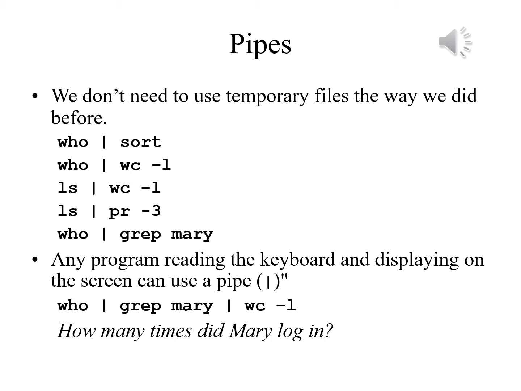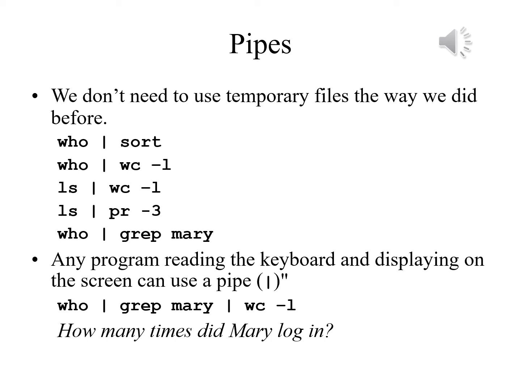That's why pipes exist. A pipe connects the execution of two programs. It takes the standard output of the first program and uses it as standard input for the second program. Each of these examples corresponds to the examples that we saw just before.